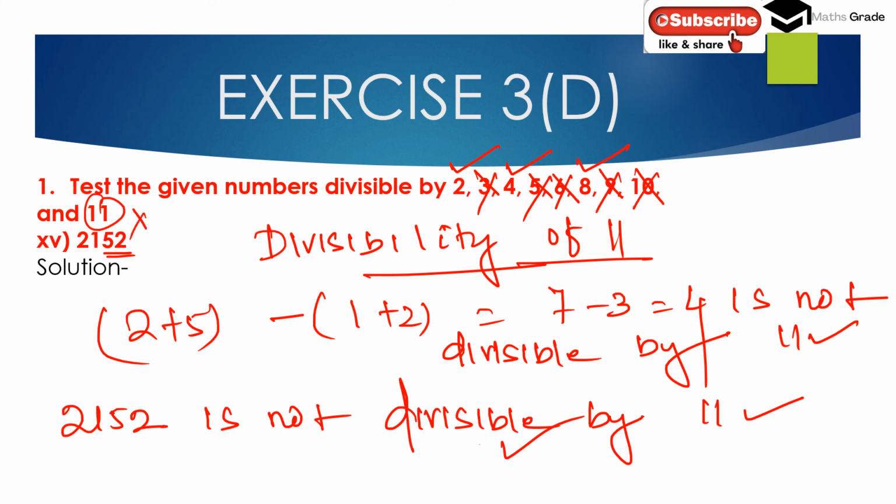Now the number 2152 is divisible by only 2, 4, 8. And the number is not divisible by 3, 5, 6, 9, 10 and 11.